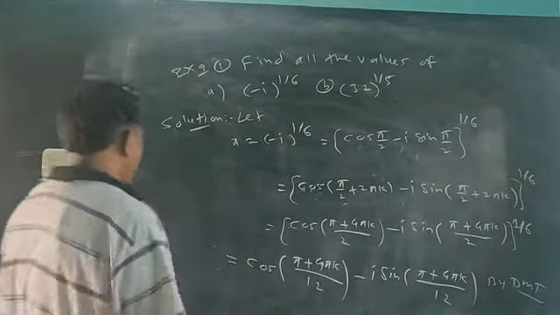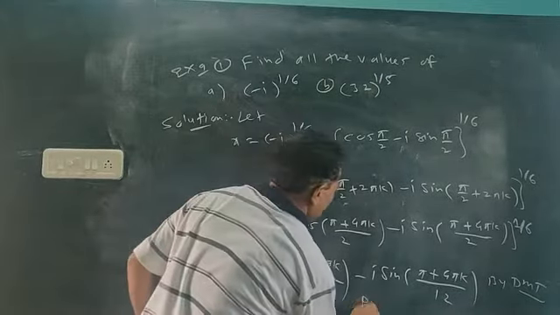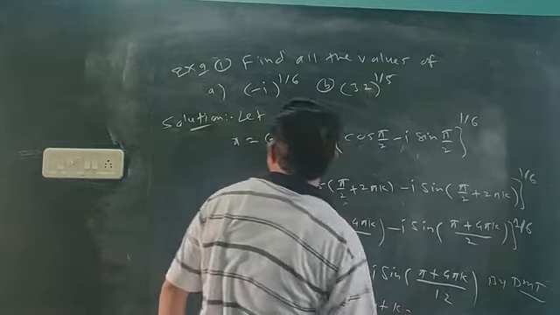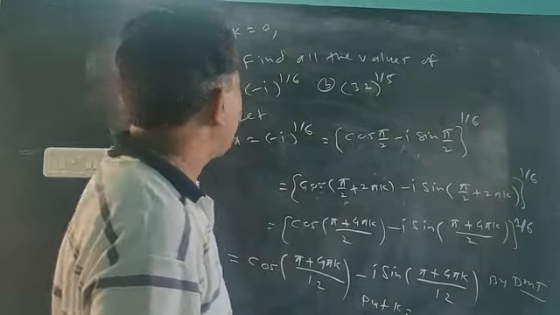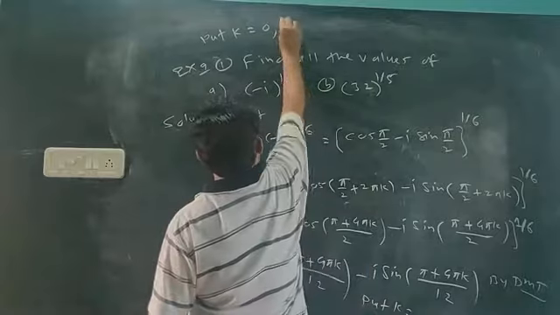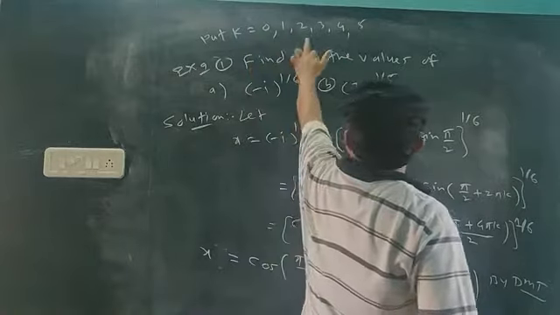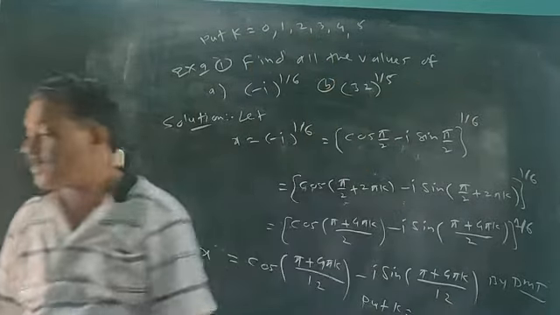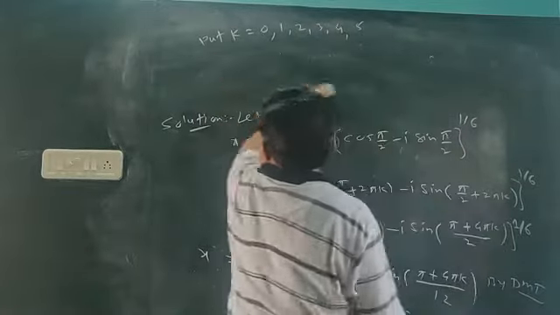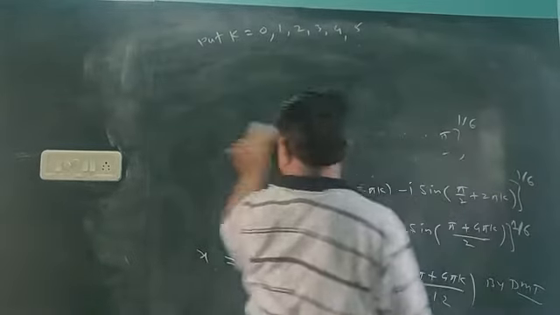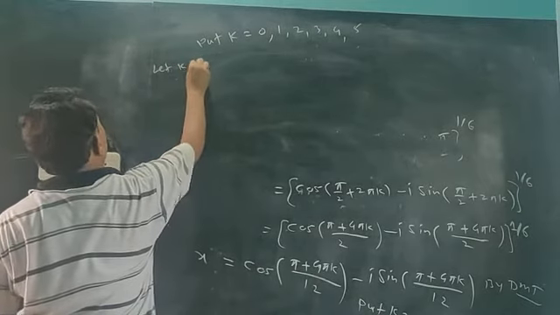Okay. Now I want 6 values, because it is 1 by 6. So starting from 0, k running from 0 onward up to the highest value. 6 values I want, so up to 5: 0, 1, 2, 3, 4, 5, 6 values. Starting from 0. Don't start from 1. Now put them here one by one. So let k equal to 0.